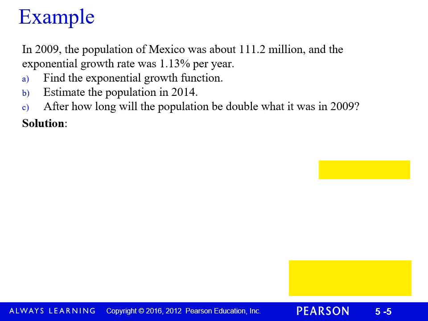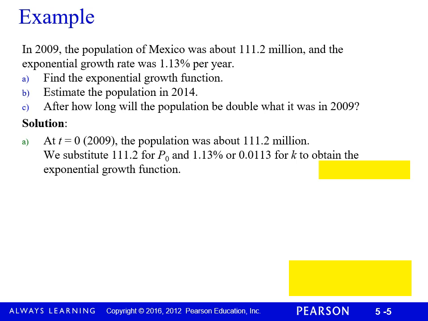In 2009, the population of Mexico was about 111.2 million, and the exponential growth rate was 1.13% per year. Find the exponential growth function, estimate the population in 2014, and after how long will the population be double what it was in 2009?